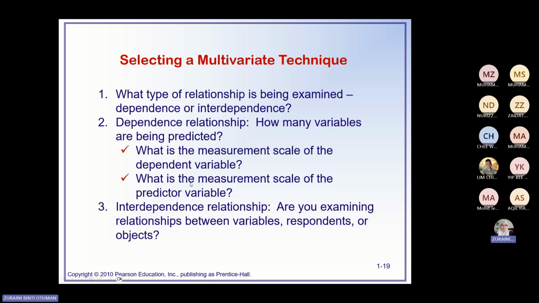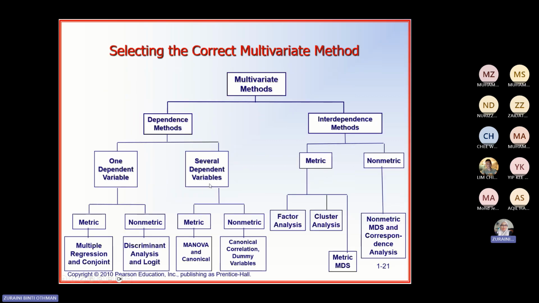And then, what is the measurement scale of the predicted variable? And the third one is the interdependent relationship. Are you examining the relationship between variables, or between respondents or objects? Okay, this is our step to select a multivariate technique. After we know whether it is dependent or interdependence, we have to look at the scale, because we need to know the scale of the dependent variable. We will see that later.